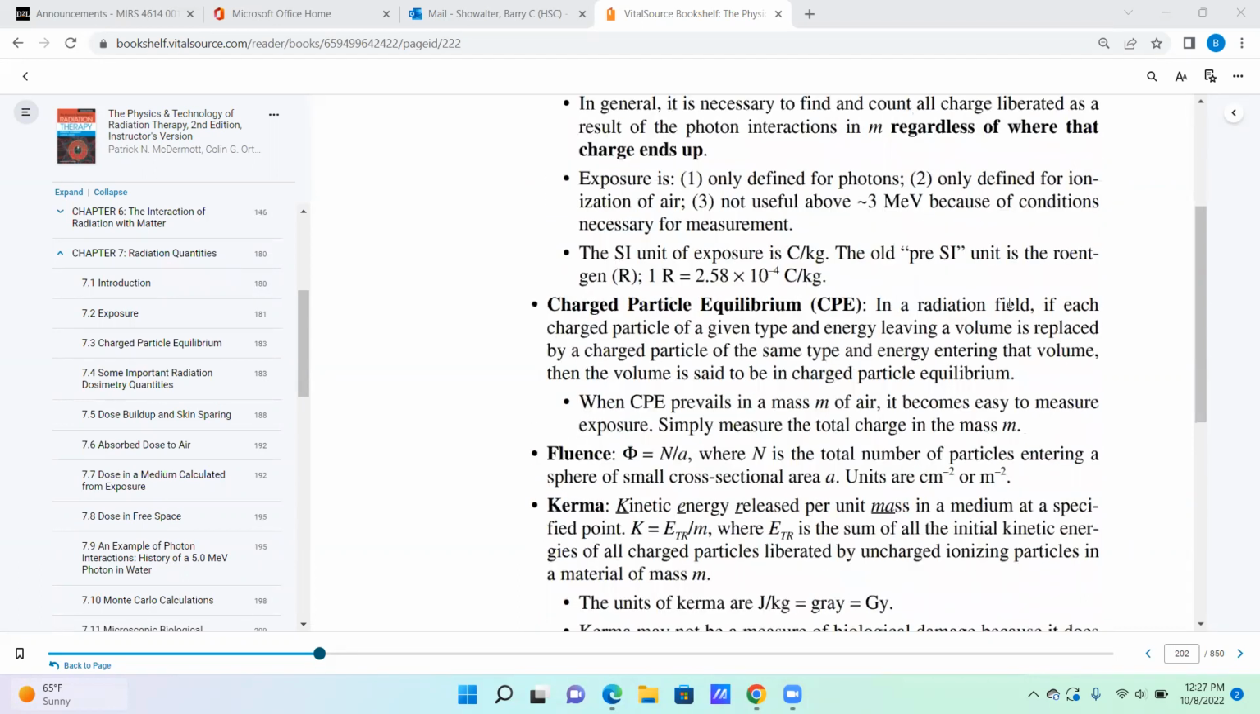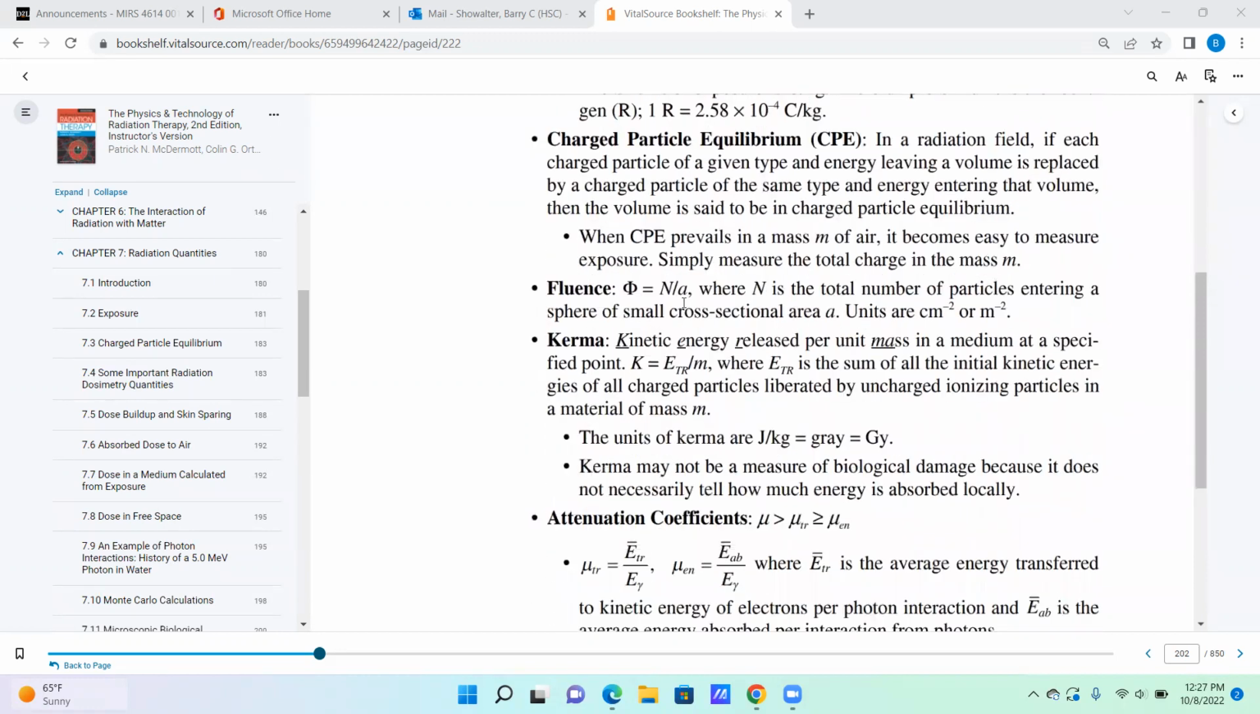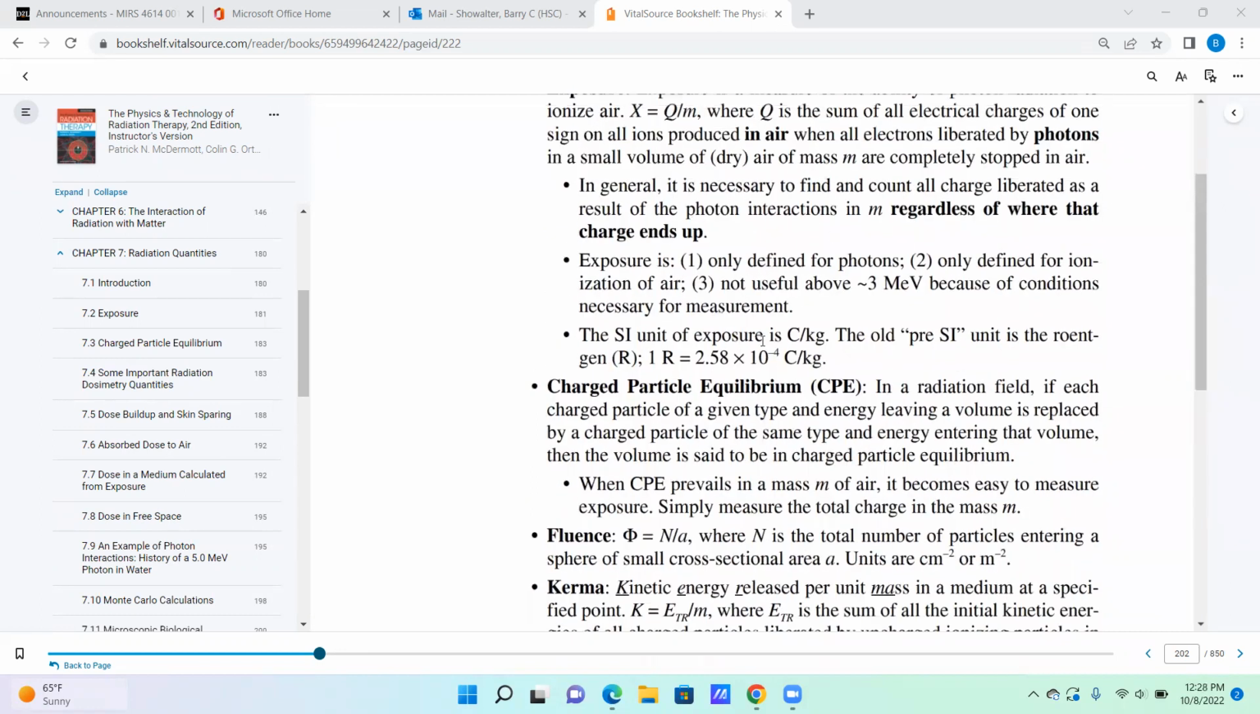Charged particle equilibrium. If each charged particle of a given type and energy leaving a volume is replaced by a charged particle of the same type and energy entering, then the volume is said to be in charged particle equilibrium. In other words, you're having as much leaving of this particular type as you have entering. When CPE prevails in a certain mass of air, it becomes easy to measure the exposure. You measure the total charge in that particular mass, and that gets back to what we were talking about previously.